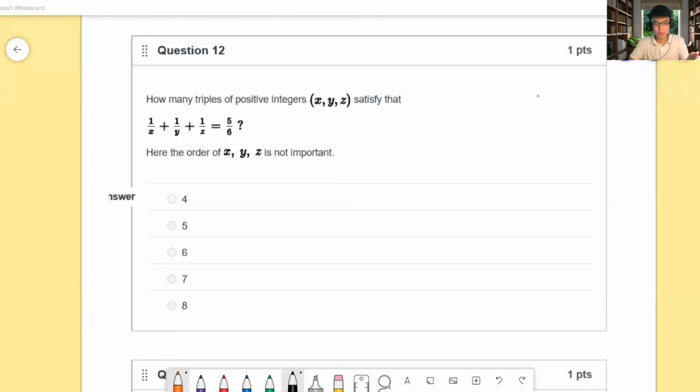Question 12. How many triples of positive integers x, y, z satisfy the following equation? Here the order is not important. Because the order is not important, we can basically order these numbers. Let's assume x is less than or equal to y, less than or equal to z, and then we see how many triplets there are.